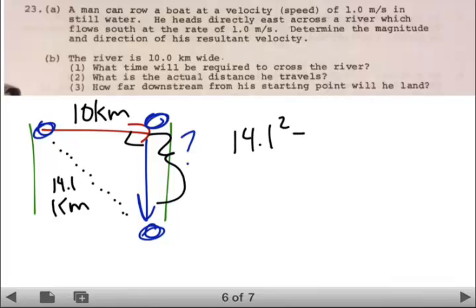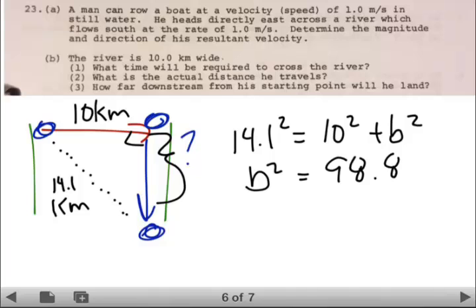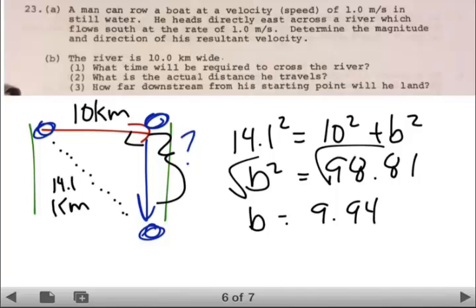14.1 squared is equal to 10 squared plus b squared. Of course, you could also use the angle measure and do SOHCAHTOA if that's better for you. Pythagorean's good too. So let's put that in our calculator. Okay, so you find then that b squared is equal to 98.81. Square root, b is equal to 9.94, and of course that is in kilometers because we used kilometers here. So he actually arrives 9.94 kilometers off course from where he wants to be.